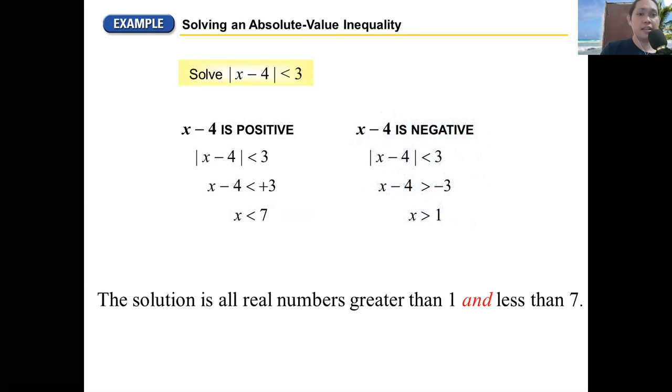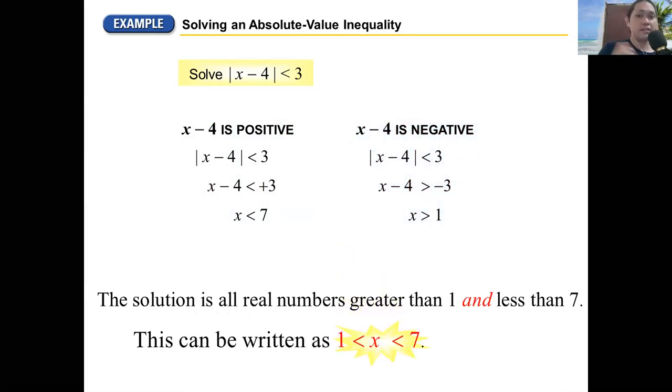So now, the solution is all real numbers greater than 1 and less than 7, as you can see there. So you can write it in a compound inequality as 1 less than x less than 7.